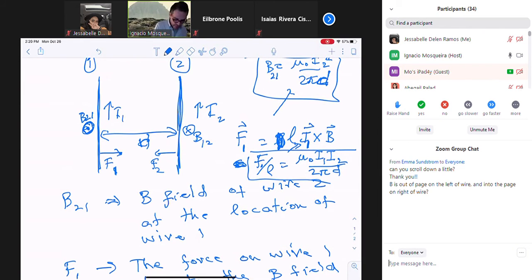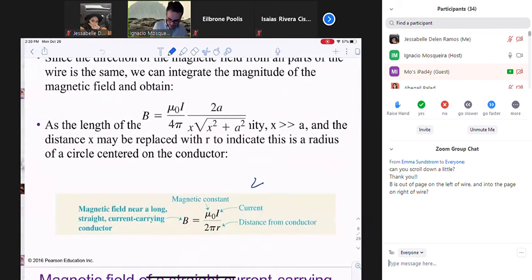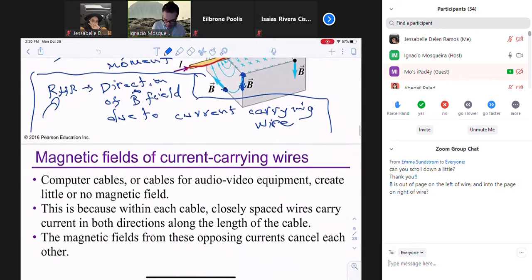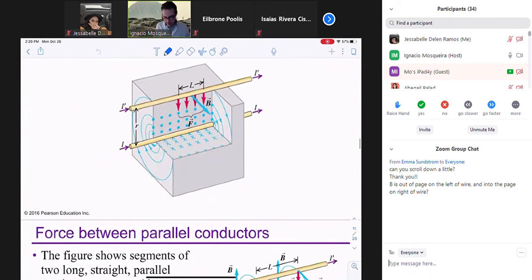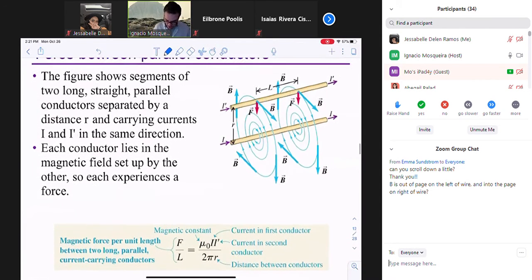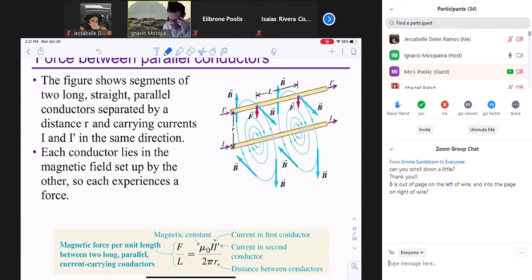Let's go back to the PowerPoint though, just to visualize it a little more, and see if you agree that's what they ended up doing. So what they did in this case is they take this wire and they calculate the B field due to this wire at the location of the other wire. Maybe they do a better drawing right here. Same thing, but maybe a better drawing.